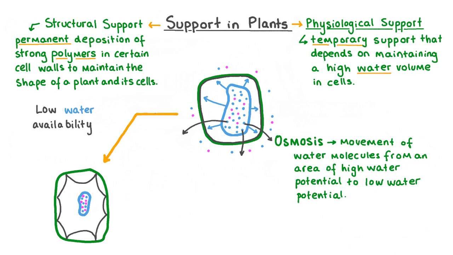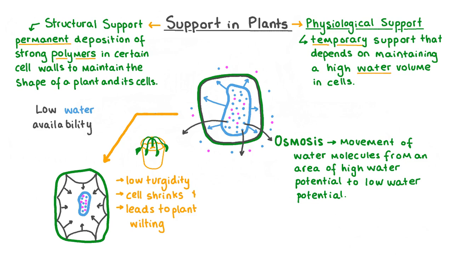The low water availability causes the cell membrane to pull away from the cell wall, as there's less turgor pressure exerted upon it by the water in the vacuole. This lowers the cell's turgidity, eventually making the cell appear shrunk and wrinkled. When several plant cells shrink in this way, it eventually leads to the plant, especially its leaves, visibly wilting. However, this process is temporary.